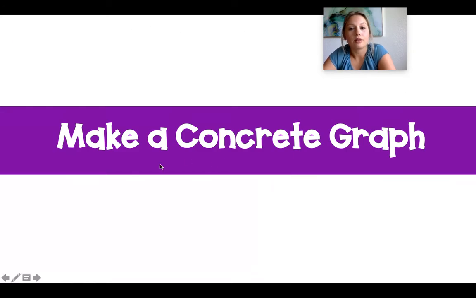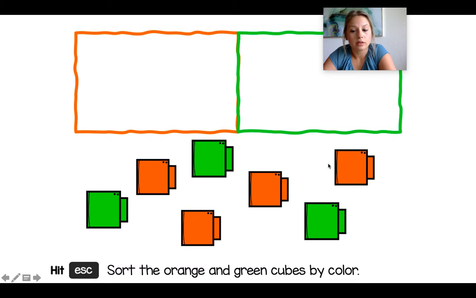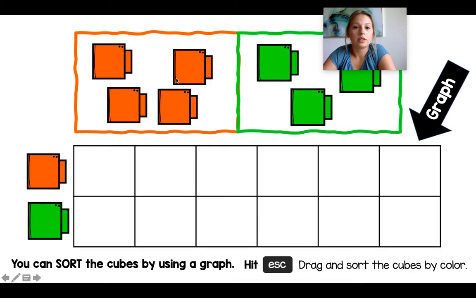Then we learned how to make a graph. So we sorted our cubes by colors. We put all the orange ones here and the green ones here. We learned that this right here is a graph. It looks like a 10 frame, but it's not a 10 frame because there's not 10. Remember we counted 1, 2, 3, 4, 5, 6, 7, 8, 9, 10, 11, 12. Not a 10 frame, but it looks like one. And we call this a graph.